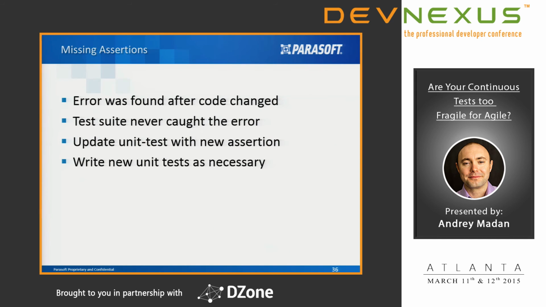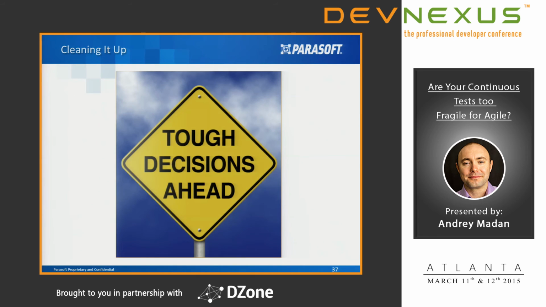Well, sometimes you find bugs in the code. So once you found the bug, make sure that this bug, after you fixed it, has a test that verifies that you fixed the right thing and you're not going to make that mistake again. So that's what this is all about. Write new tests only when necessary.